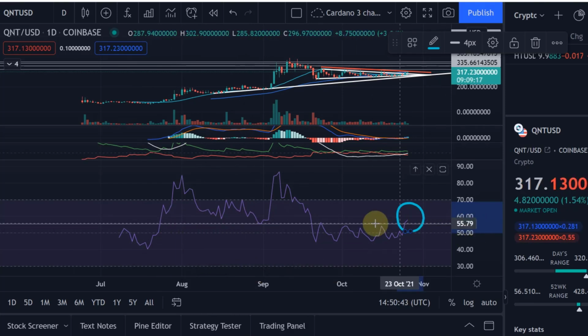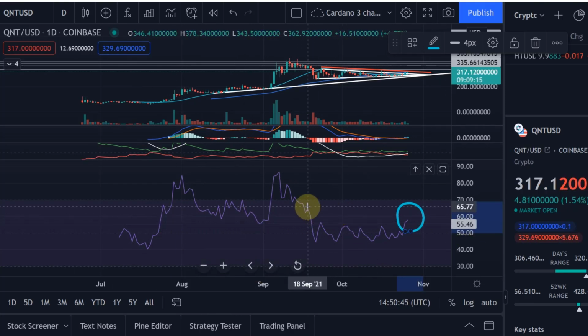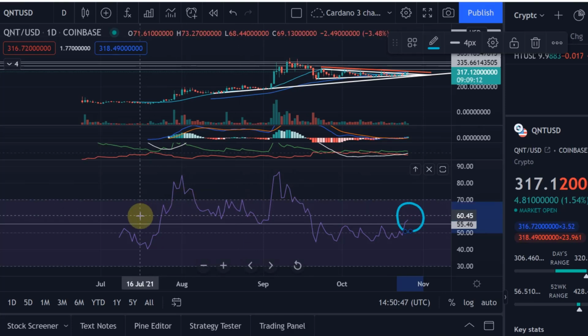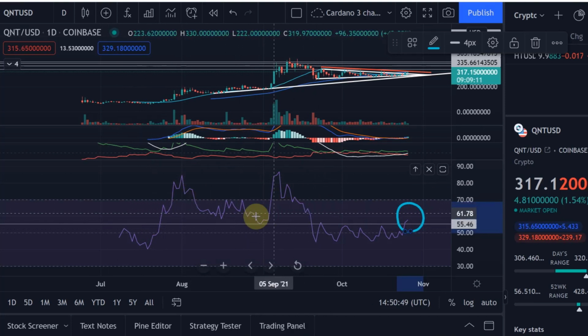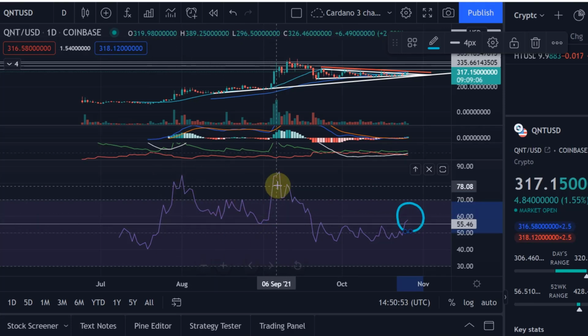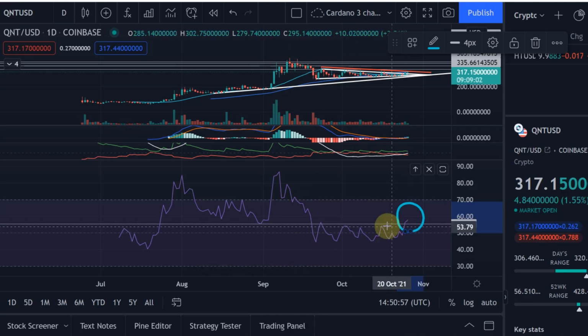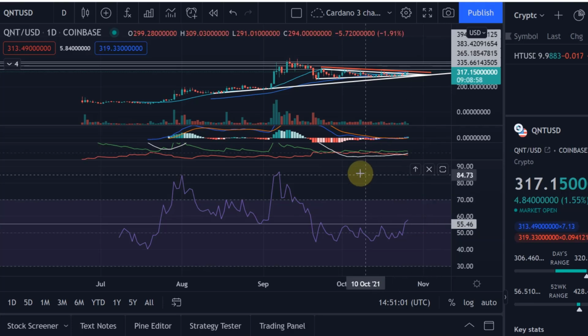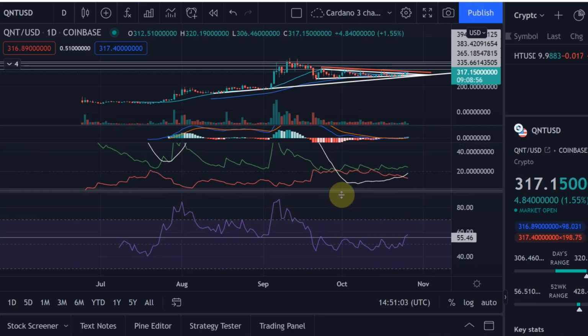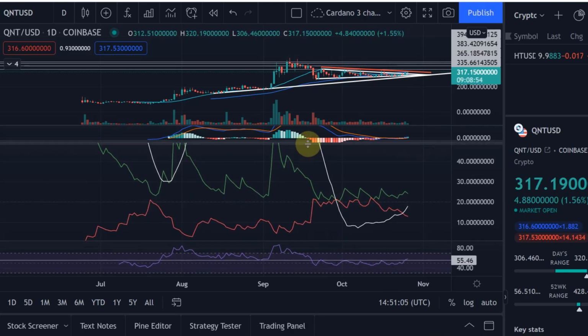So that 55 level is quite important, because throughout that whole period of moving up, we've been above that. We've never crossed that, so we've always found support there. Since we've consolidated, we've always been below that. And now for the first time in the last 5 weeks, we've broken above that. That, together with the MACD and the ADX, is for me very, very bullish.